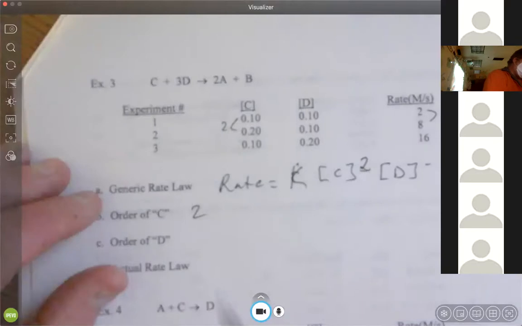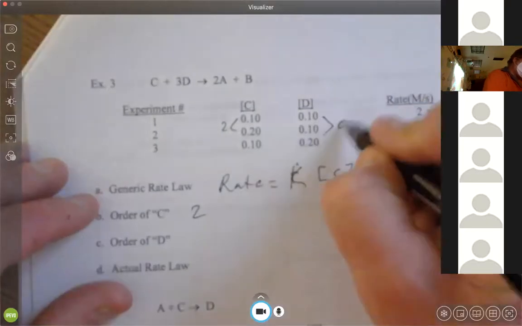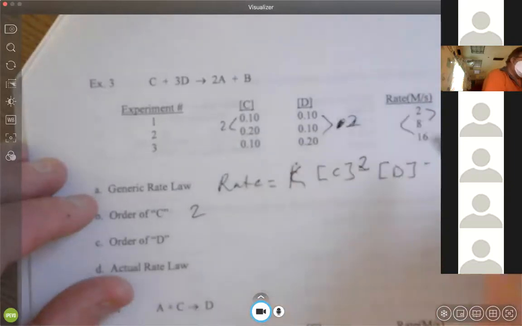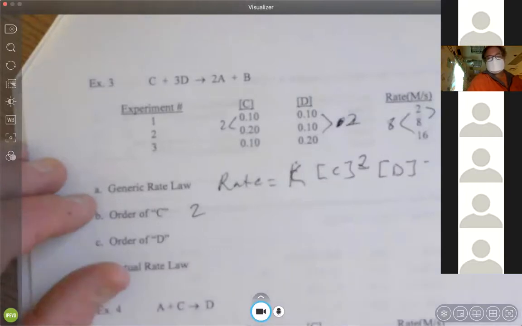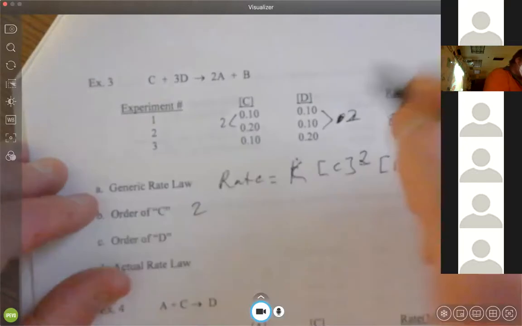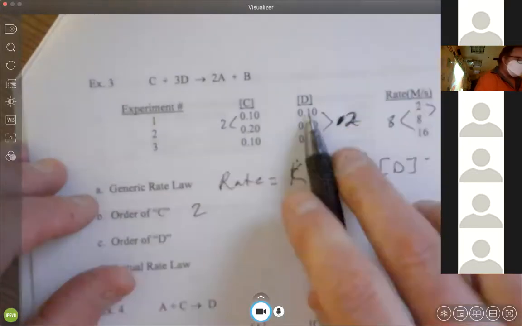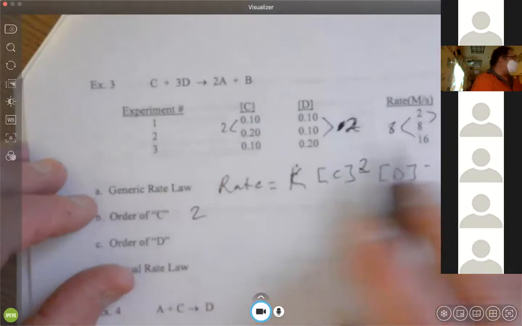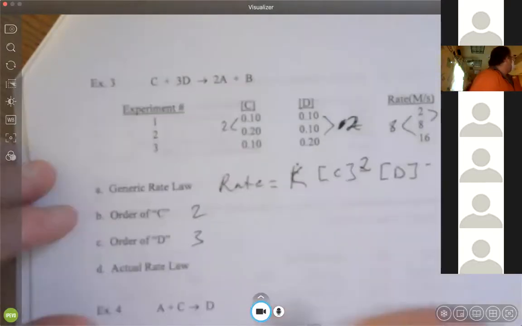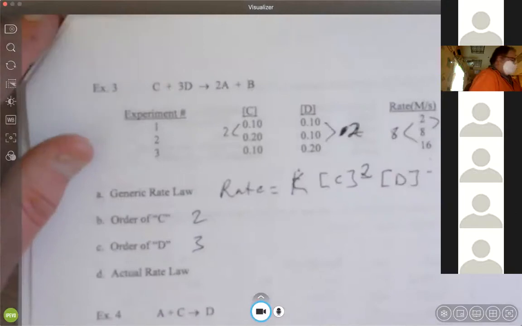Order of D, I want to use 1 and 3. I said 1 and 2, but I did 1 and 3. Sorry about that. So here we have 2, 0.1 and 0.2, we doubled. And 2 to 16, I believe that's 8 times more. So what is log of 8 divided by log of 2, or 2 to the x equals 8? 3. So it's third order. What's the overall order here? 5.